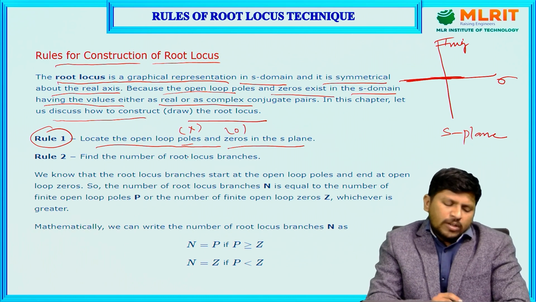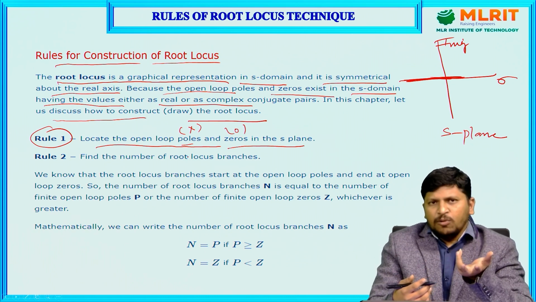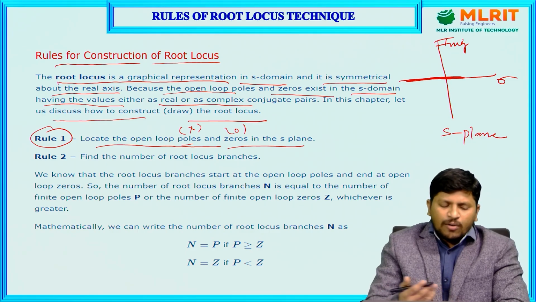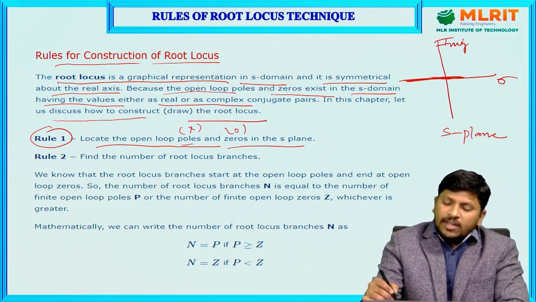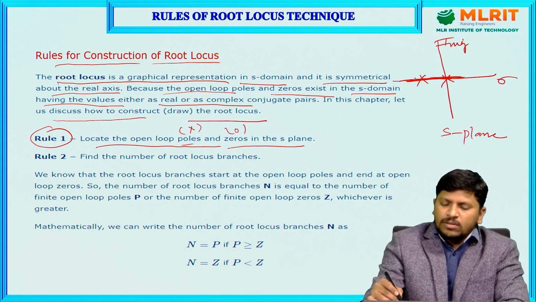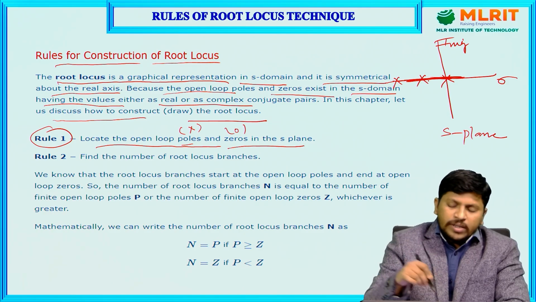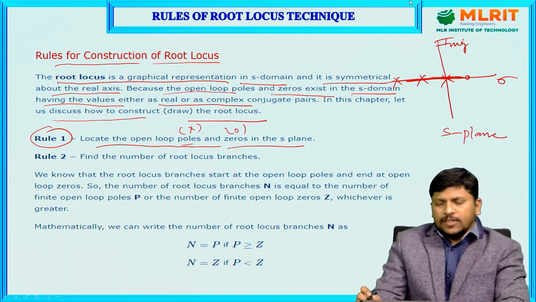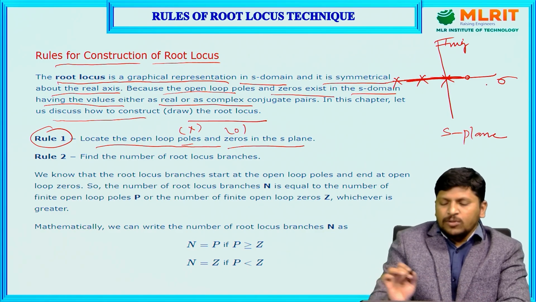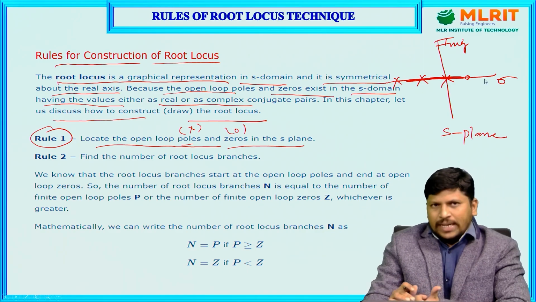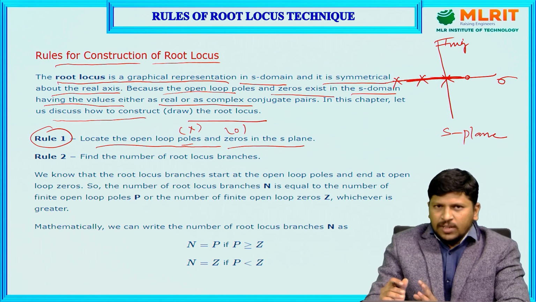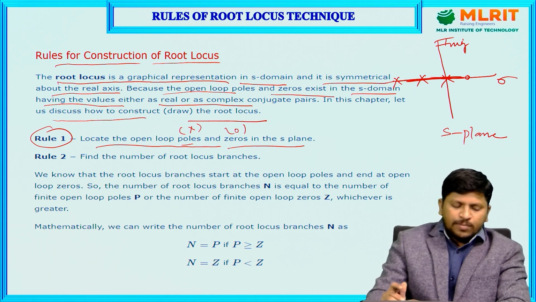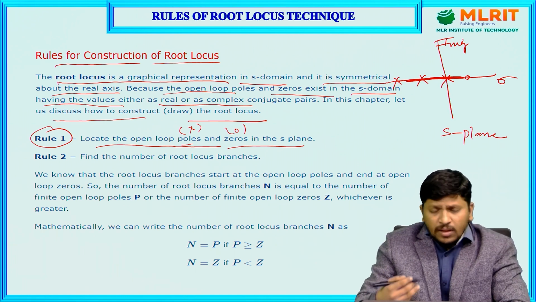If three poles are present on the left of the S plane, for example, I am going to draw one pole here, one pole here, and one pole here. The cross mark is the pole representation, and the small circle represents the zeros. So locate the poles and zeros. Simple.